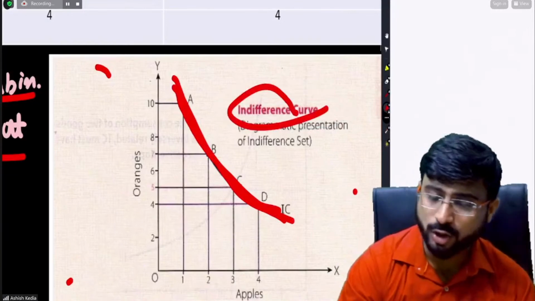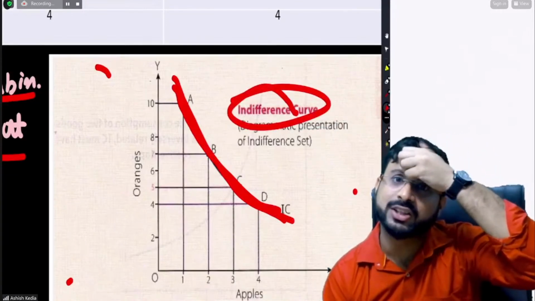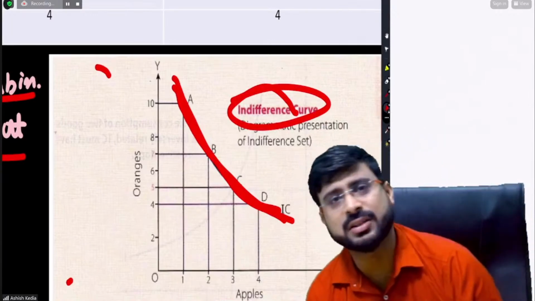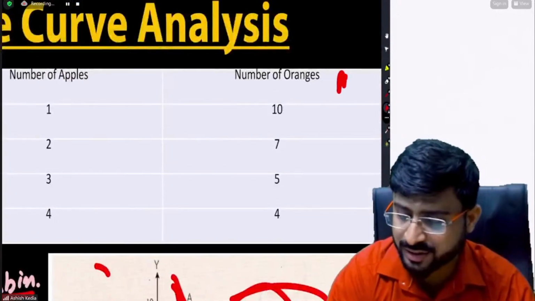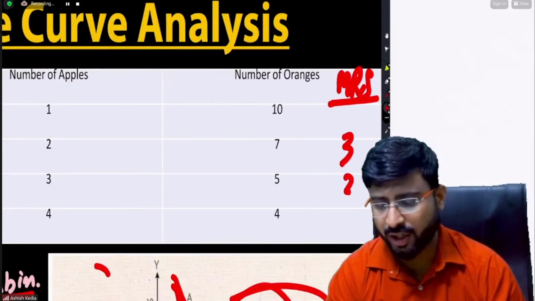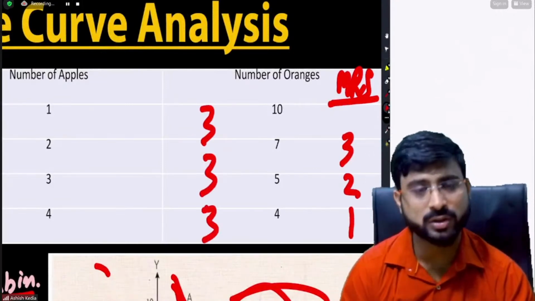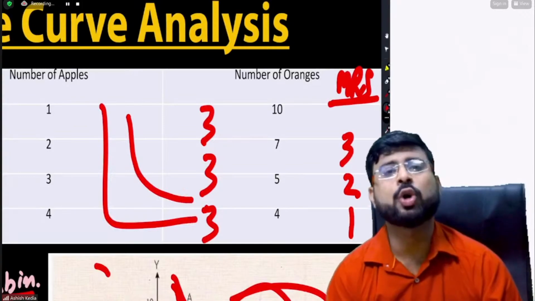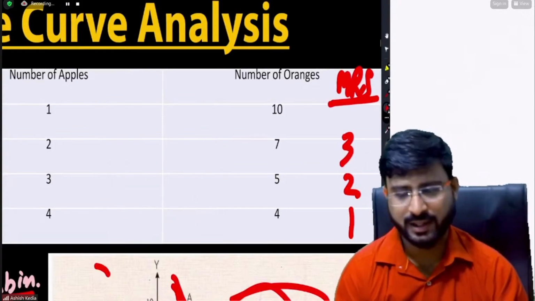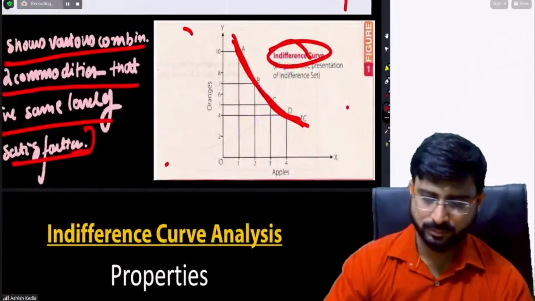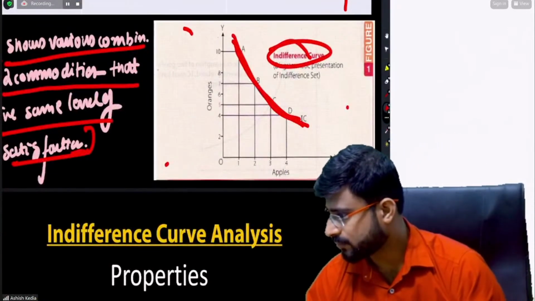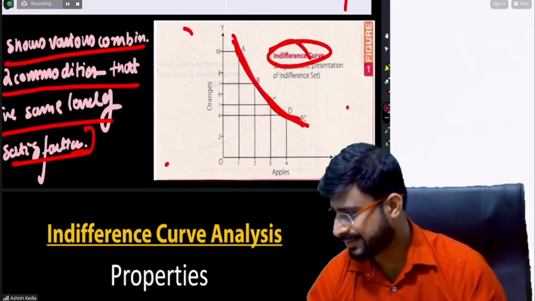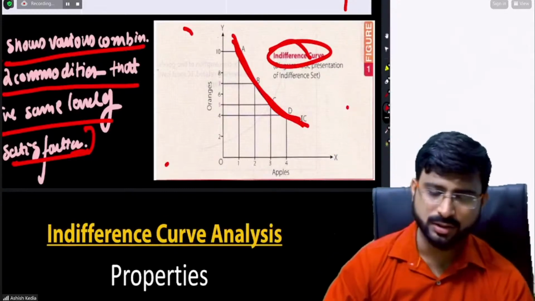But sir, why is it convex to the origin? Why is indifference curve convex to the origin? Friends, indifference curve, yes, you are correct, is convex to the origin. But why is that, sir? It's convex because of diminishing MRS, because MRS constantly falls. 3, 2, 1. If the sacrifice was constant, suppose, then the curve would have been like this, straight one. But because MRS is falling, the curve is convex to the origin. I hope it's clear, everybody. Yes, sir, that's crystal clear.